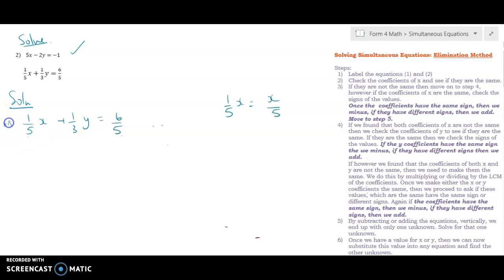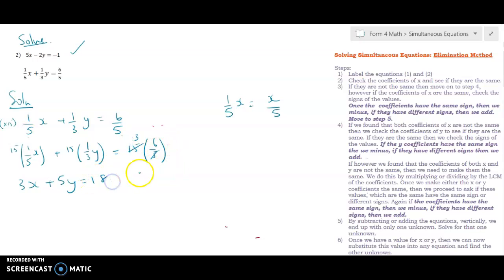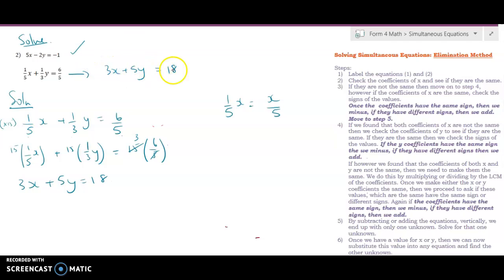So if I multiply the entire equation by 15, I will get 15 here by 1/5 x plus 15 by this, 15 by that. So I will get this. This would be 3, and this would be 18. So lovely. This line now becomes 3x plus 5y is equal to 18. So this is what I will work with.